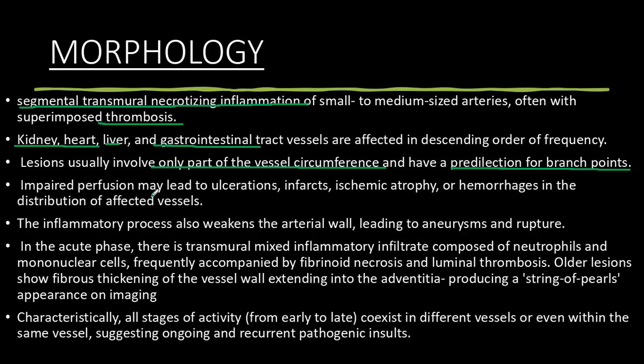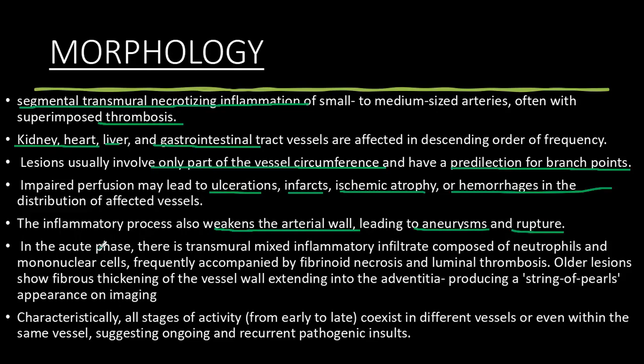Now, impaired perfusion due to this vasculitis, due to that superimposed thrombosis, can lead to distal ischemia, which may lead to ulceration, infections, ischemic atrophy, or hemorrhages in the distribution of the affected vessel. The inflammatory process may also weaken the arterial wall, and weakening of the arterial wall will lead to aneurysms. These aneurysms, especially the pseudoaneurysms, might rupture, okay? And that can be catastrophic.